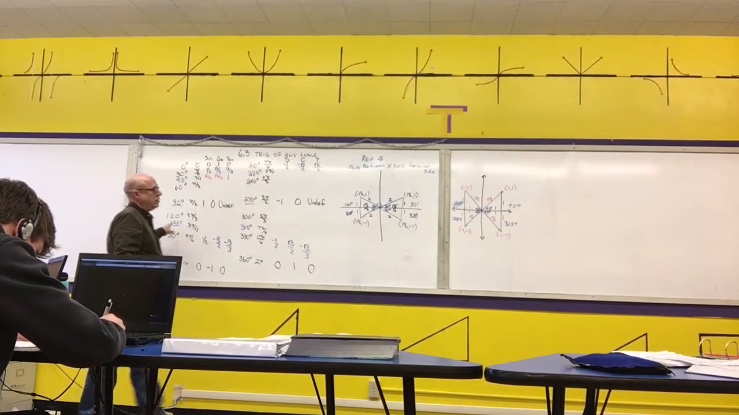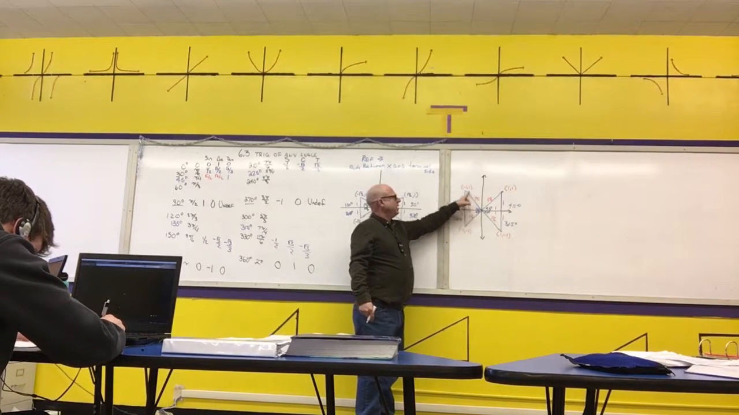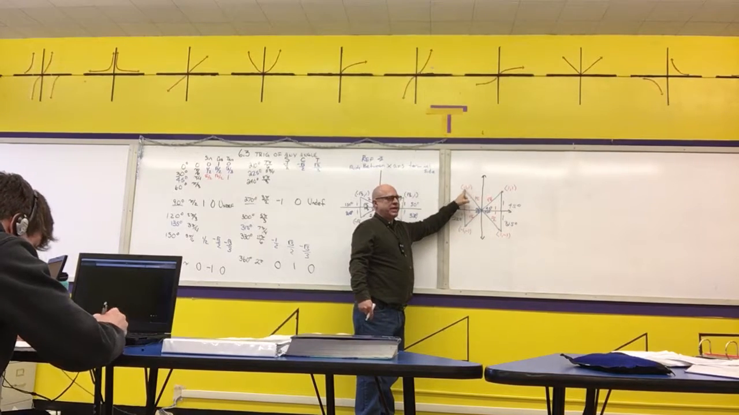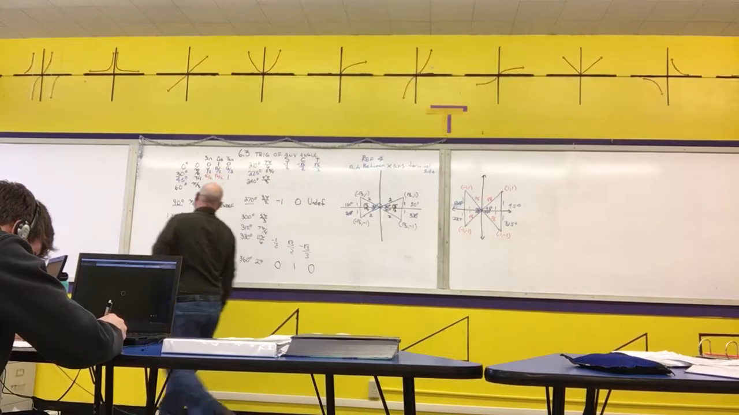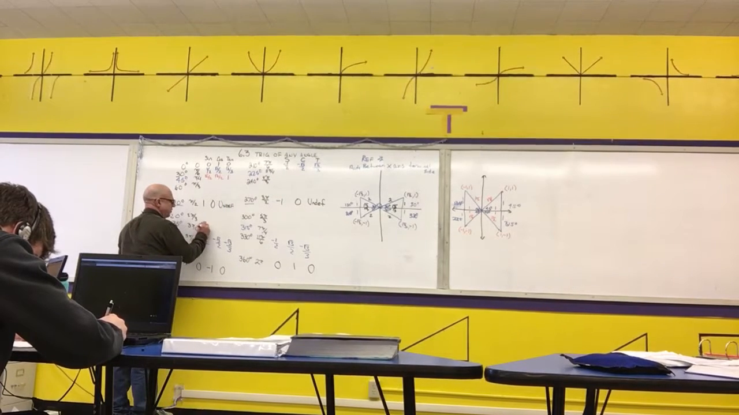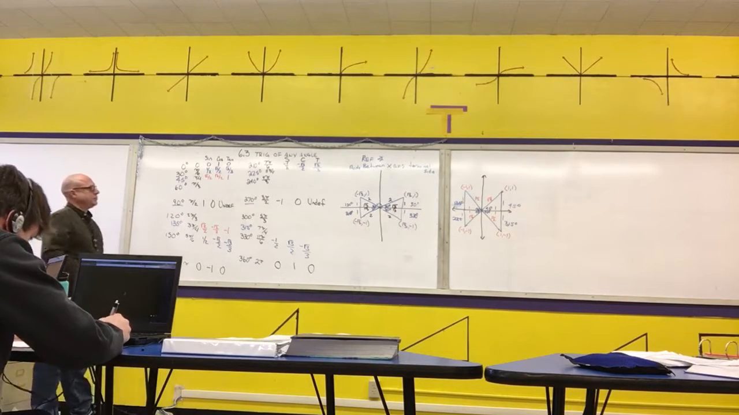Next angle. I'm going to have a positive sine, a negative cosine and a negative tangent. Do you guys see that? Yeah. So I'm going to have a positive sine, square root of 2 over 2, a negative cosine, negative square root of 2 over 2, and a negative tangent, negative 1.